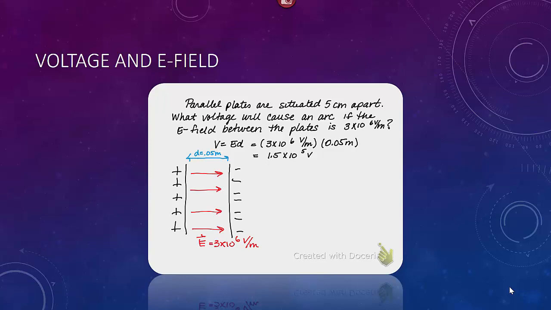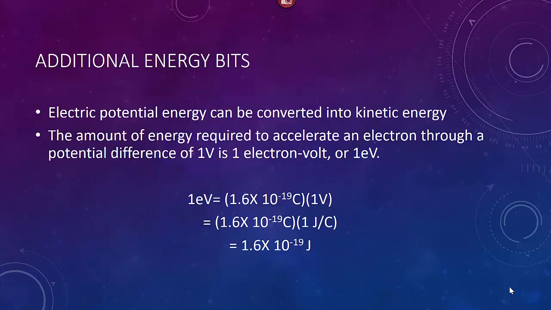So here's the electric field. It's 3 times 10 to the 6 volts per meter. And then the distance is 5 centimeters. And just if you do the math, you end up with 1.5 times 10 to the 5th volts, which once again, we're dealing with some pretty big volts. And it's lightning. So, it's going to be big.